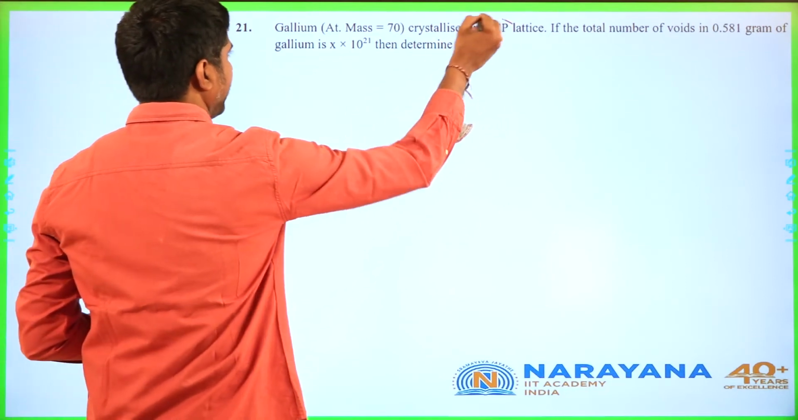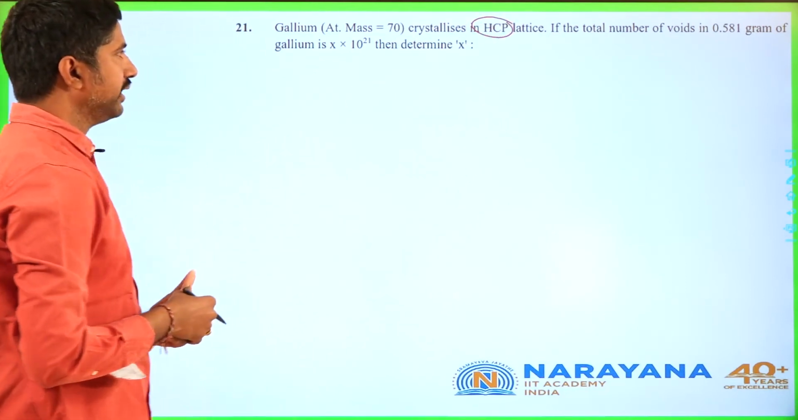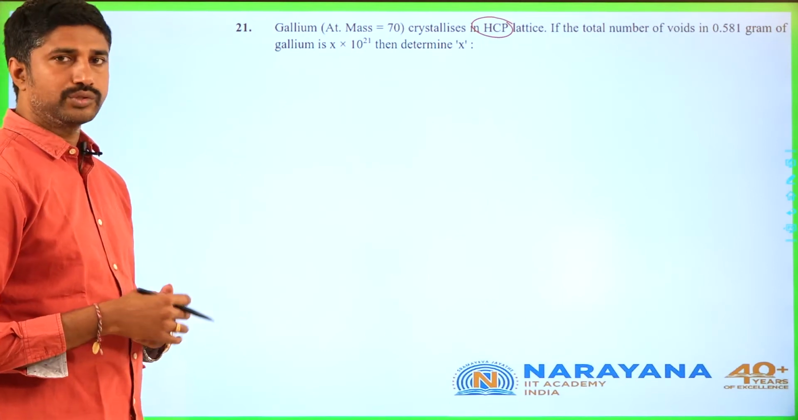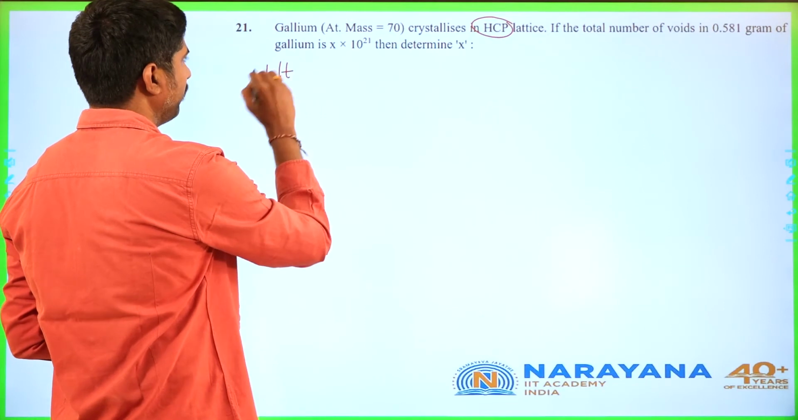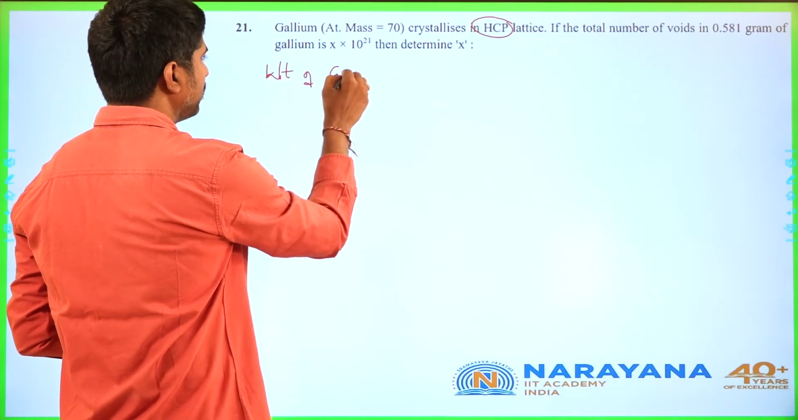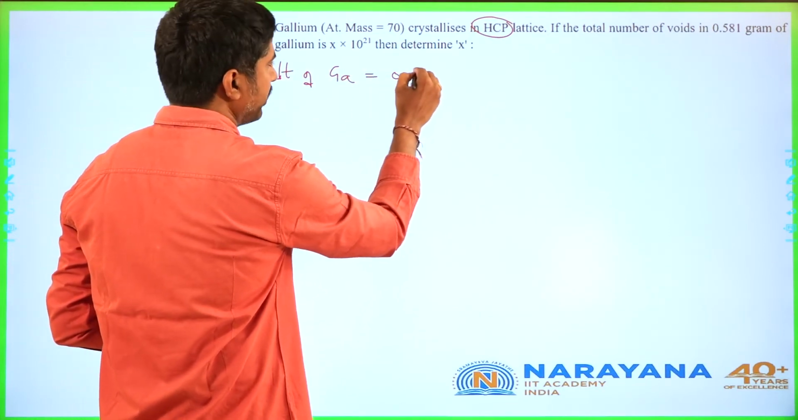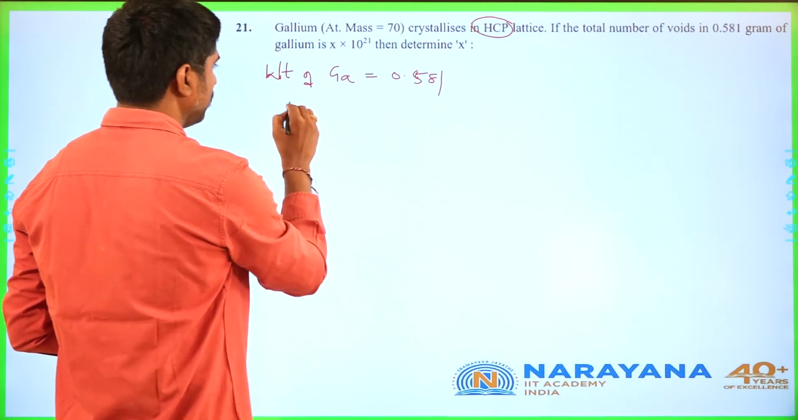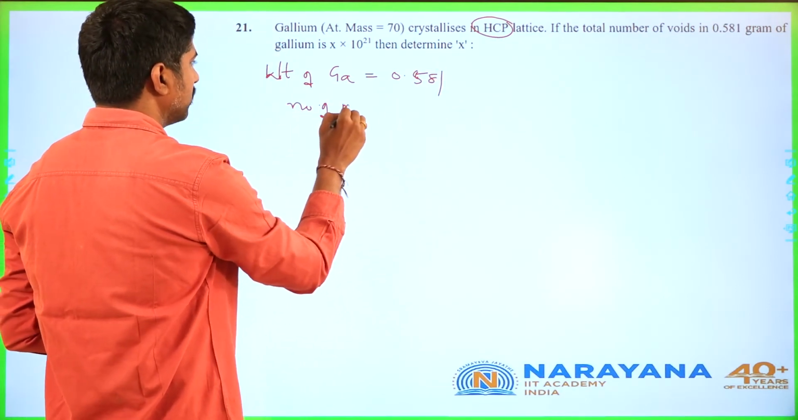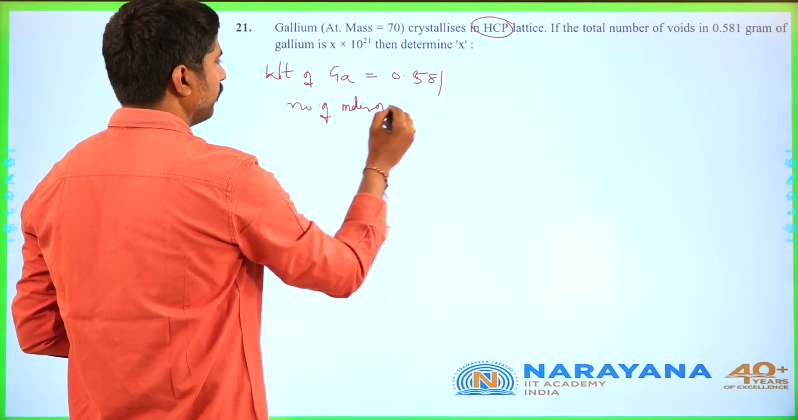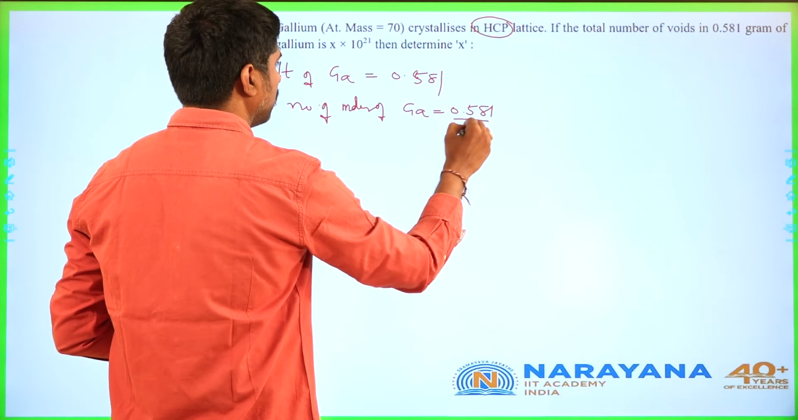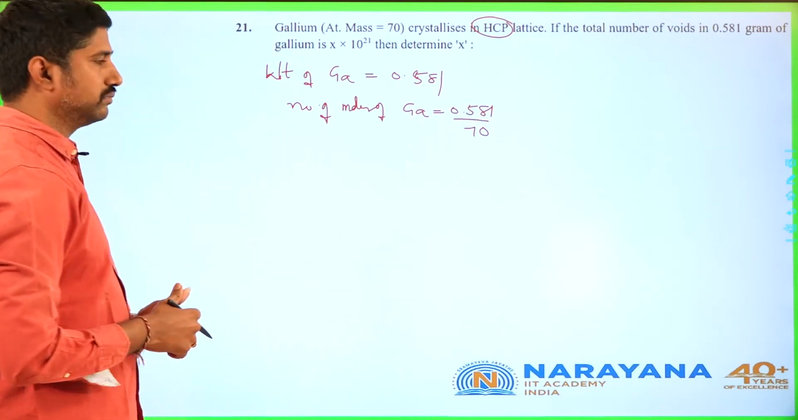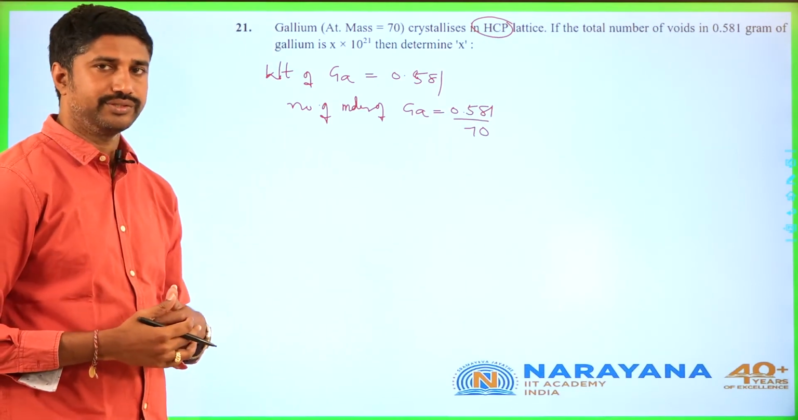Now it is in HCP type. As it is in HCP type, first find out the weight of gallium given. So the weight of gallium given is 0.581. Then the number of moles of gallium is 0.581 by 70. That is the number of moles of gallium element that exists.